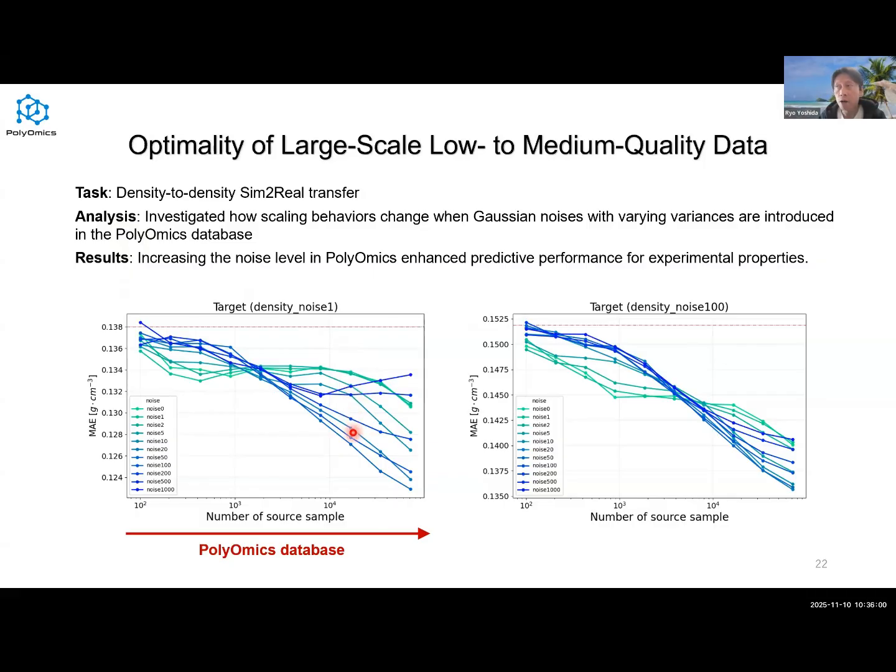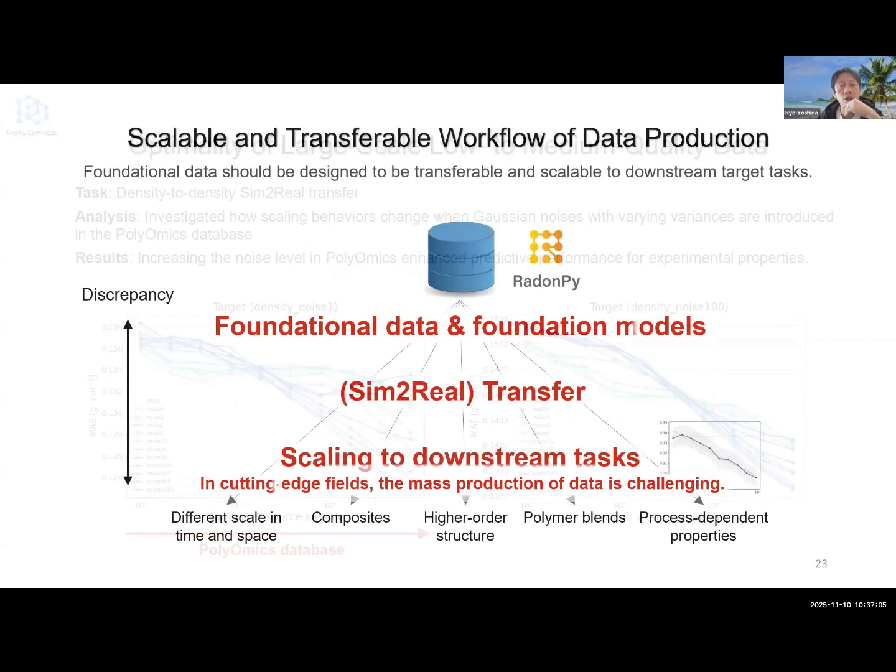Then, when the noise level is increased further, the generalization performance and scaling become weaker. This is very important for how we generate foundational data for artificial intelligence applications. There is a trade-off between the quantity and quality of the data. This result indicates that, when constructing a data platform for AI training, it would be more efficient to generate large-scale but low to medium quality data. This is a very important remark to consider when we construct a data platform for AI applications.